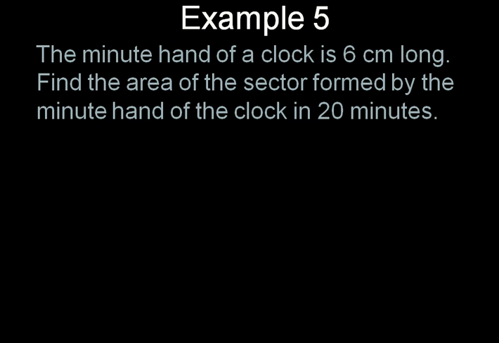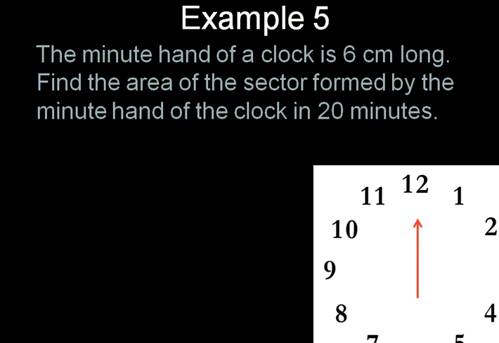So example number 5 would be a great question that could show up on a quiz or an exam because you need to be able to do everything that I've introduced to you in this lesson. So it tells us the minute hand of the clock is 6 centimeters long. Find the area of the sector formed by the minute hand of the clock in 20 minutes. So the first thing we need to do is we need to say, okay, well, 20 minutes. What is equivalent to 20 minutes? Well, we can do that by sketching our clock. And 20 minutes, because that is 1/3 of an hour, is also 1/3 of 360, which is equivalent to 120 degrees.